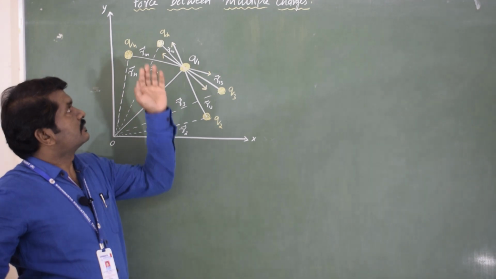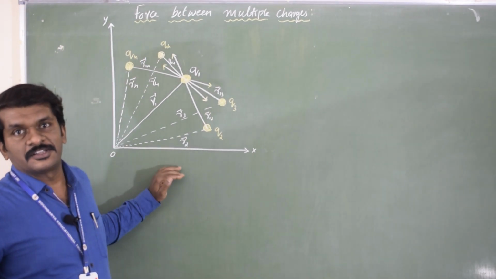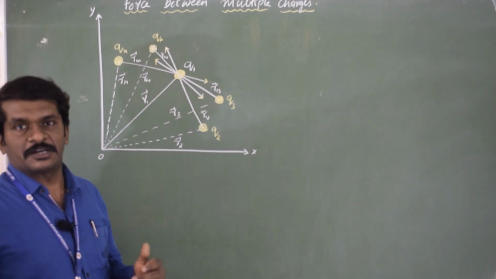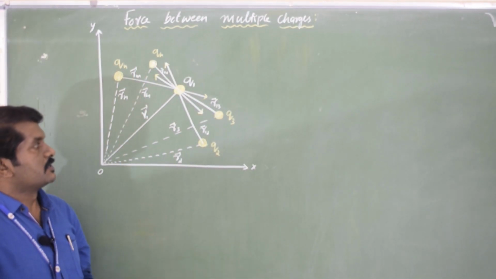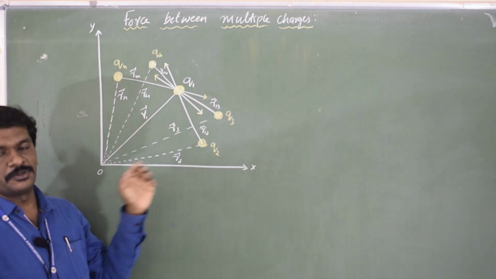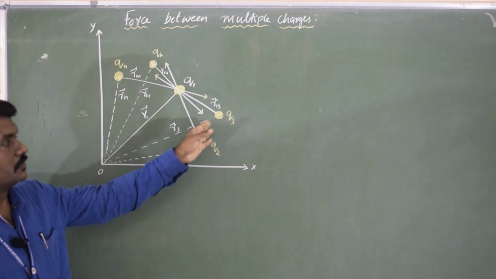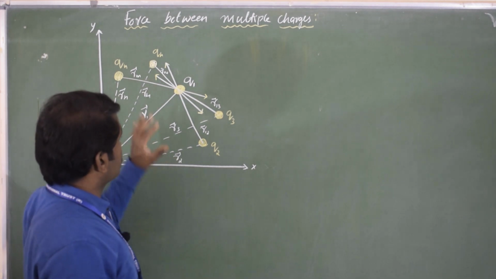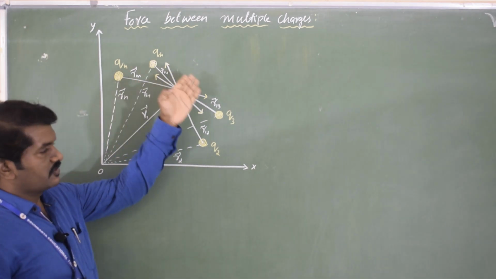Next concept is the force between multiple charges. So this is based on the superposition principle that we have studied in the first PUC waves chapter. See, according to the superposition principle, the net force acting on a charged particle due to a number of charges is the vector sum of the forces due to individual charges. To explain this concept, let us consider a system of charges. Observe this one. We have taken a number of charges.